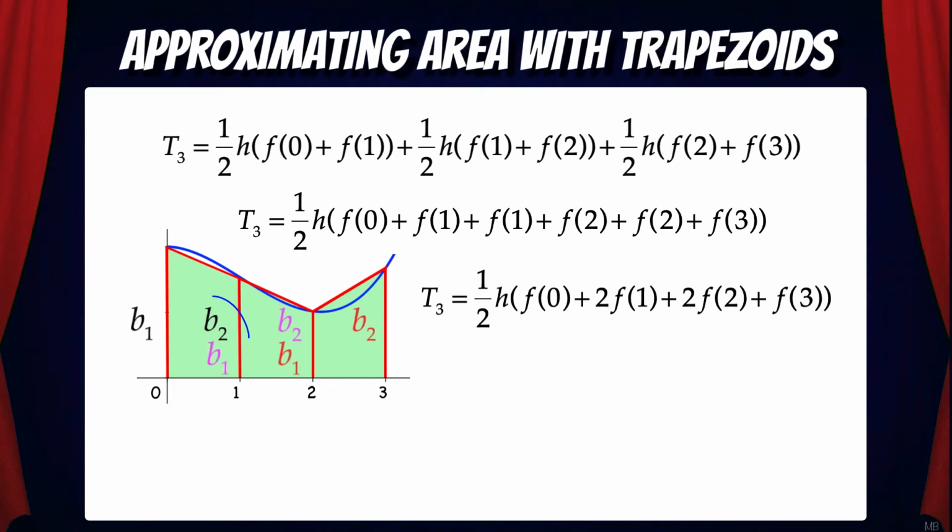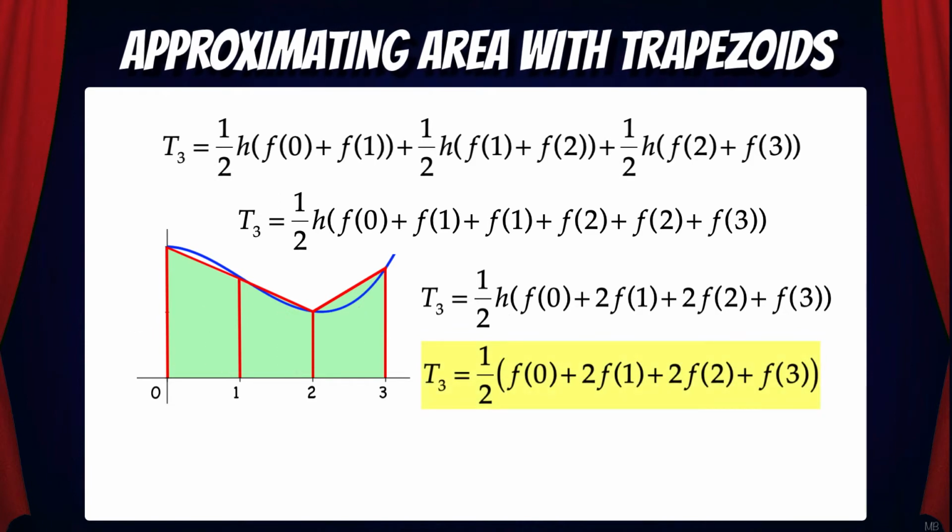Note that base 1 of the second trapezoid is base 2 of the first trapezoid. And note that base 1 of the third trapezoid is base 2 of the second trapezoid. That's why all of the middle terms are counted twice. The only terms that aren't counted twice are the left base of the first trapezoid and the right base of the last trapezoid. Now remember earlier, we found the height of each trapezoid, which is 1, so we can plug this in, and then we'll have the final equation that represents the approximate area under the curve using 3 trapezoids.